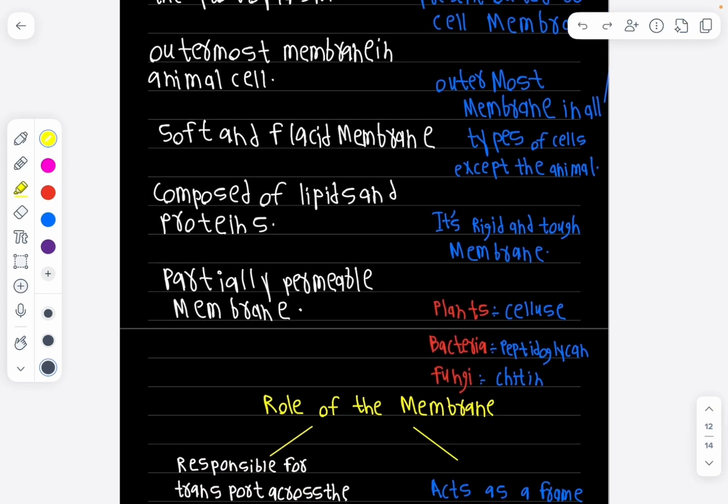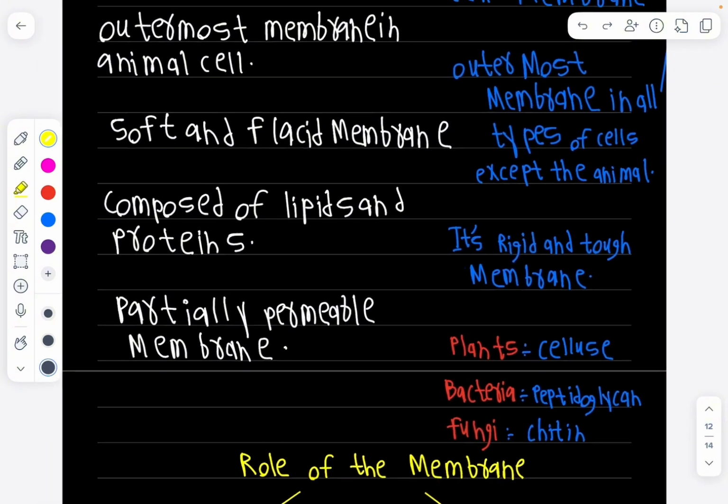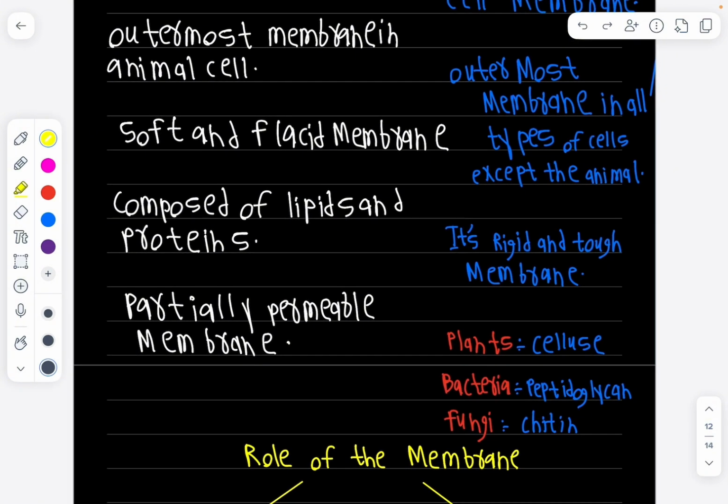Now that we are talking about the cell membrane, we will also learn what kind of material it is made up of and how it acts. A cell membrane is soft and flaccid. The cell membrane is not hard, it's soft, like a bubble, like a balloon. Then what is it made up of? It is made up of lipids and proteins.